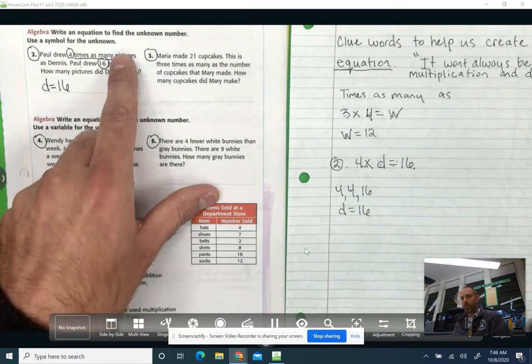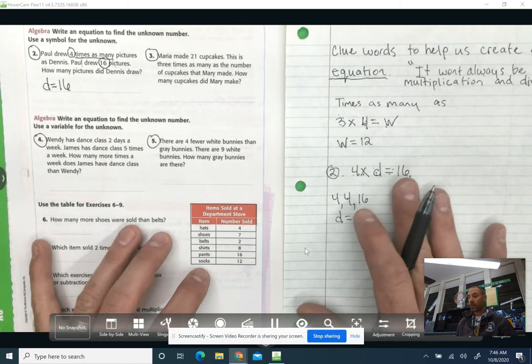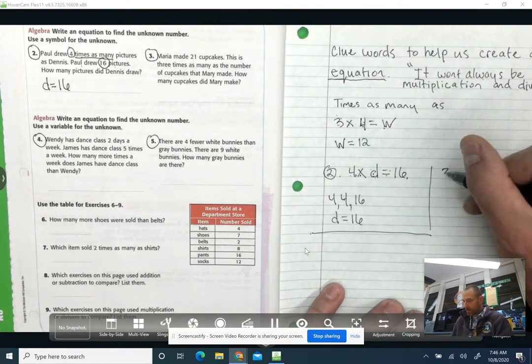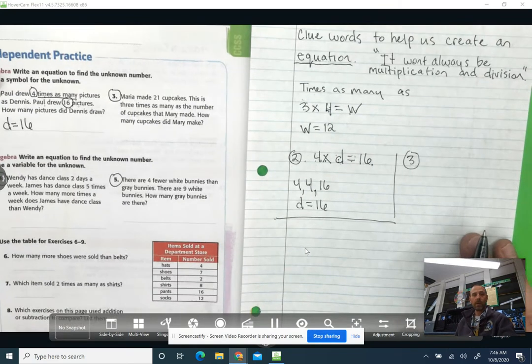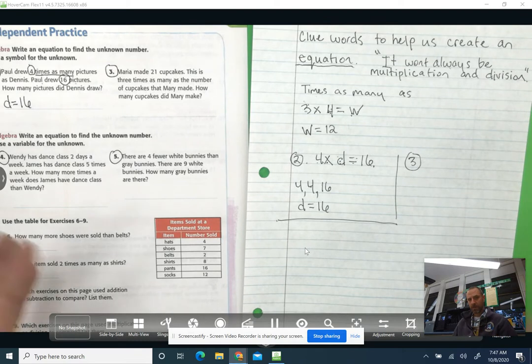Okay, number 3, we've got Maria. Maria made 21 cupcakes. Okay, it's my number 3 over here. It's as if I folded my scratch paper. Maria made 21 cupcakes. Okay, remember to pause this tutorial. Give this one a try.